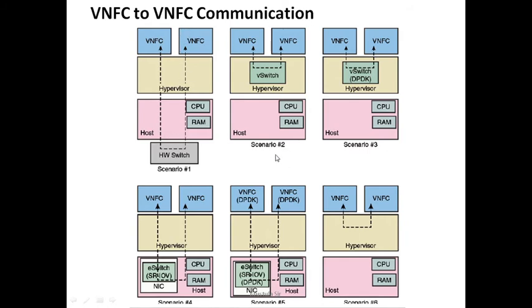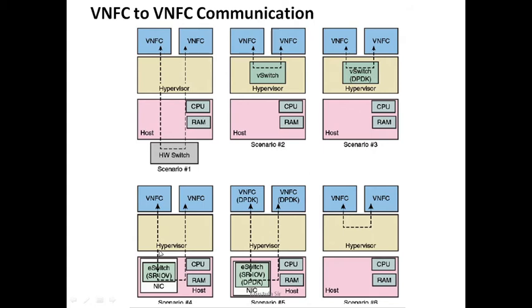In the second scenario, communication is through the V switch, that is the virtual switch, which is provided by the hypervisor layer. In scenario number 3, greater performance can be achieved by using DPDK, the data plane development kit, which accelerates the performance of the communication between the VNFCs. This is the third scenario.